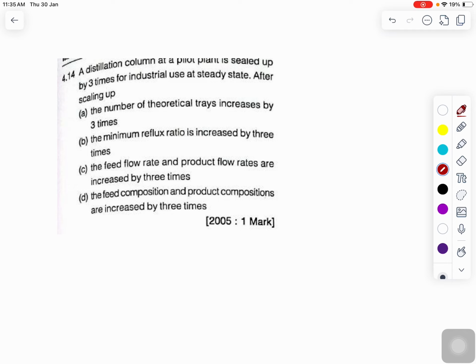When we are scaling the distillation column, let's say the scale up is being done up to 3 times. So you will see that the number of theoretical stages increasing by 3 times, that is wrong.